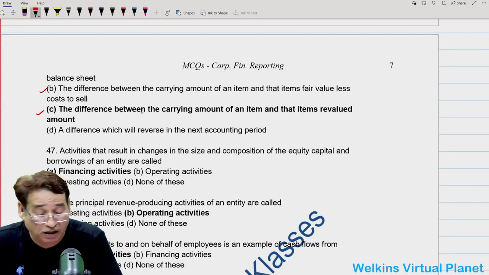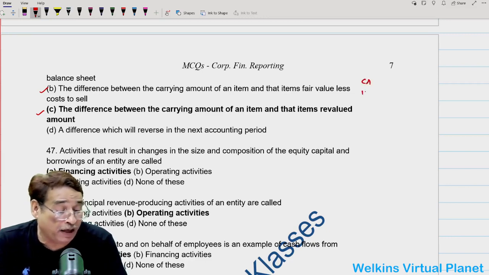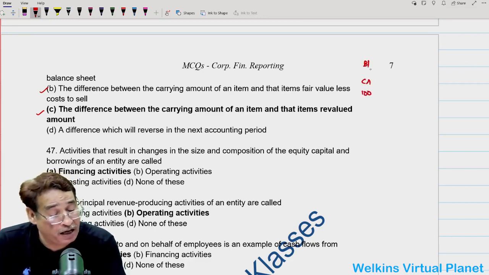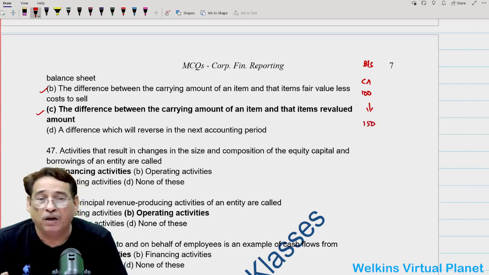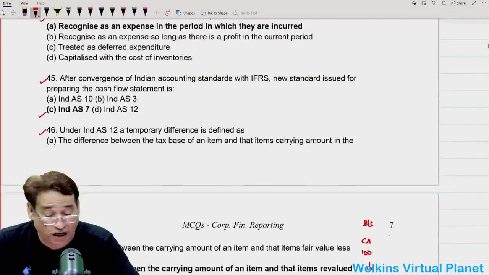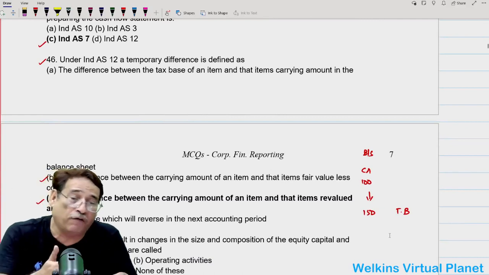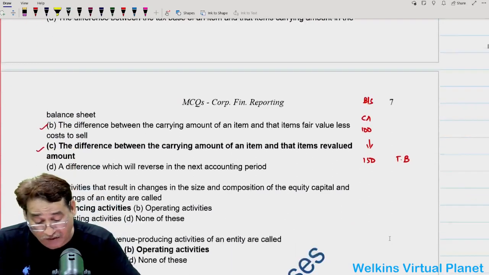Now we will see the difference between the carrying amount of an item. Suppose the carrying amount of an item is 100 as per the balance sheet, and this item is revalued at a particular figure, let us say 150 or something. Because under income tax, revalued figures are never shown, is it clear to you? So it will give rise to what we call differences. In this case, this particular answer will give rise to temporary differences. So that is the reason your answer will be C.